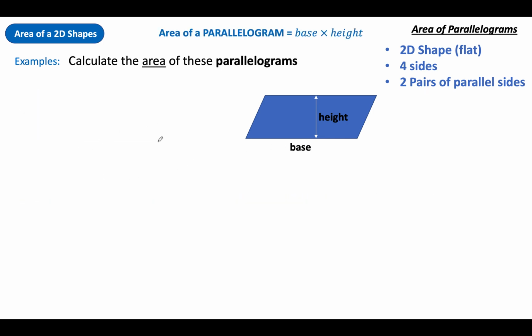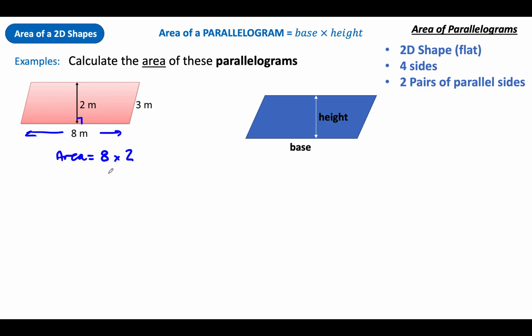Let's do it. So calculate the area of these parallelograms. Okay, so I've got the base. The base is obviously all the way across. So let's put area equals 8 times by the height. That's not 3. 3 is a slopey side. We want the height going straight up at a right angle, which is 2. So it's 16 meters squared. It's meters because the dimensions are in meters. Obviously, it's area, so it's meters squared. Okay, base times height, and that's it. No divided by 2, that's triangles. This is just base times height.